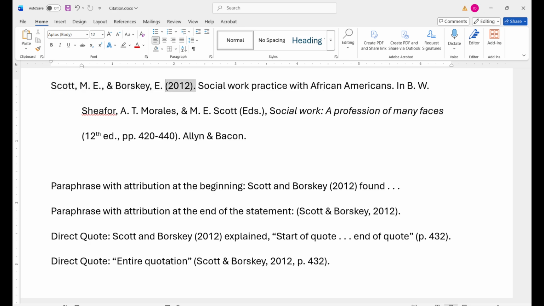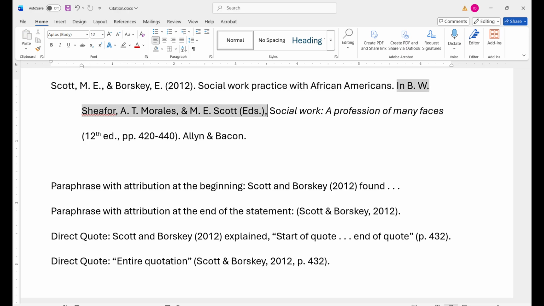Since this is a book, there is only a year listed. The year will be in parentheses, followed by a period and a space after the closing parenthesis. Next, the title of the chapter. Only capitalize the first letter of the first word, all proper nouns and any acronyms, and the first letter of the word following a colon. The chapter title is not italicized, but it is followed by a period and a space.